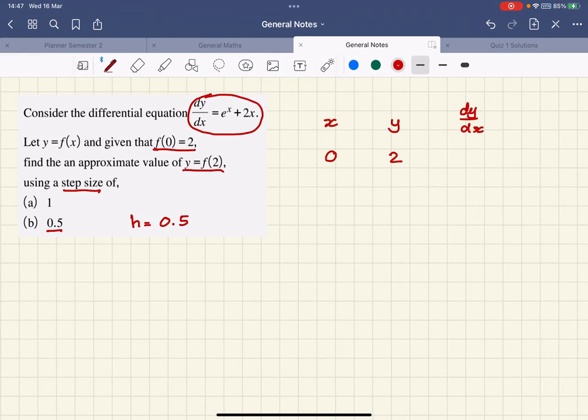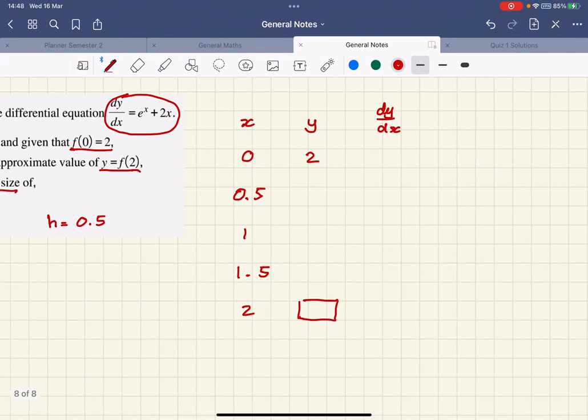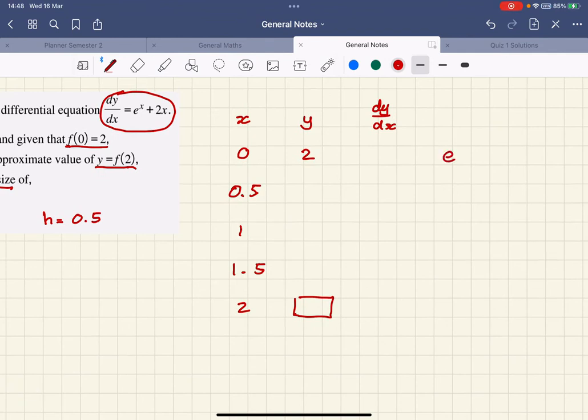So how's this going to work? Well, if I'm going up to 2 in step sizes of a half, my x value is going to go up by 1/2, 1/2, 1/2, and 2. And this value in here, that's the value that I want. How do I do it? Well, I work out dy by dx using the 0 and the 2 at the start there. So dy by dx is e to the 0 plus 0. That's 1.